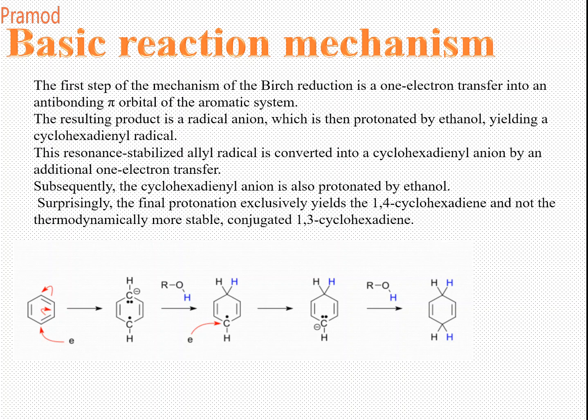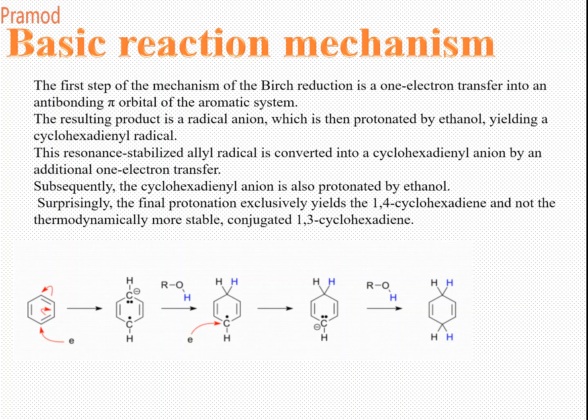So this is the mechanism. So what is the first step? Now, the attack of electrons that you get from your metal on the benzene ring. So when this electron attacks the benzene ring, there is a transfer of electron and the electron goes to the fourth carbon.